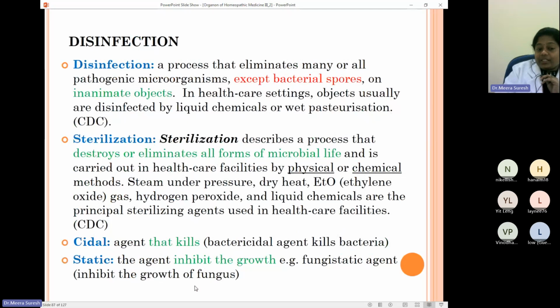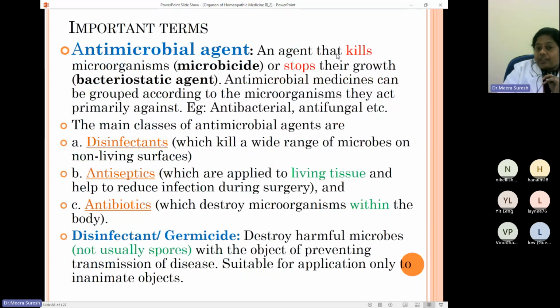So fungistatic means an agent which can inhibit the growth of fungus. It is not killing the fungus, but it is inhibiting the growth of fungus. Both of these, the cidal and the static, come under the antimicrobial agent. So the agent that kills a microorganism is called a microbicide, and one that stops their growth is called a bacteriostatic agent. These antimicrobial medicines can be grouped according to the microorganism they act primarily against, like antibacterial, antiviral, antifungal.